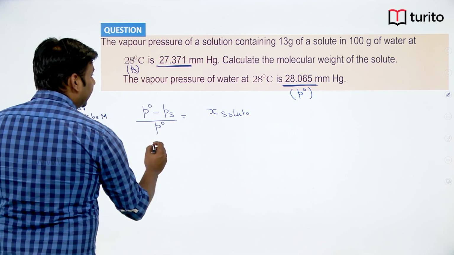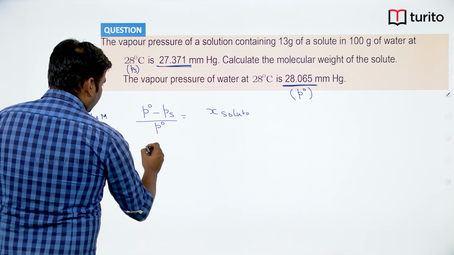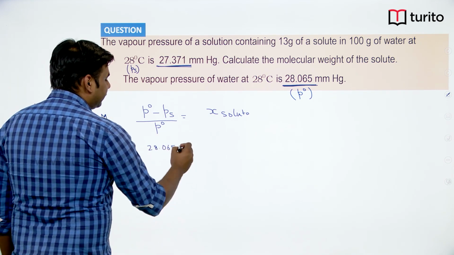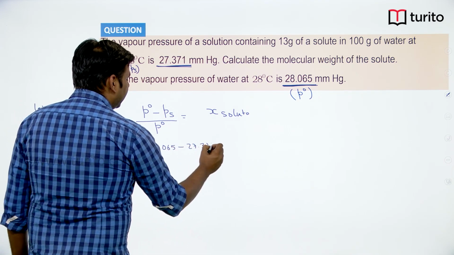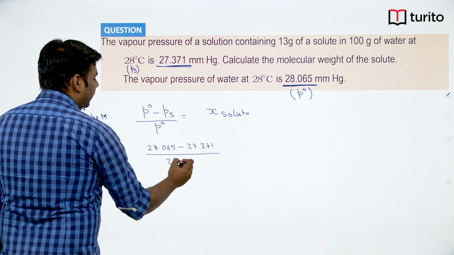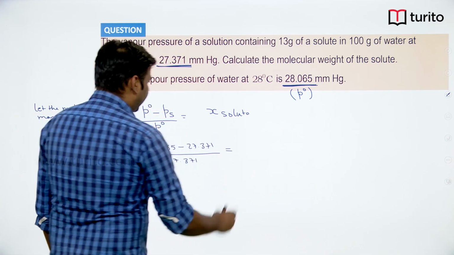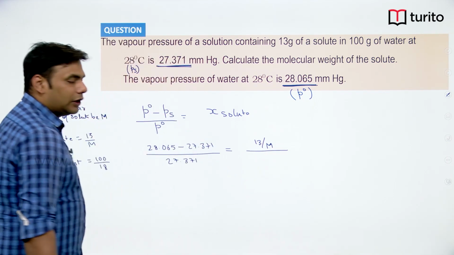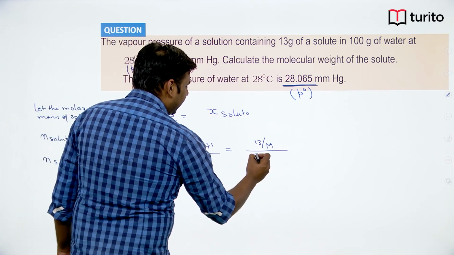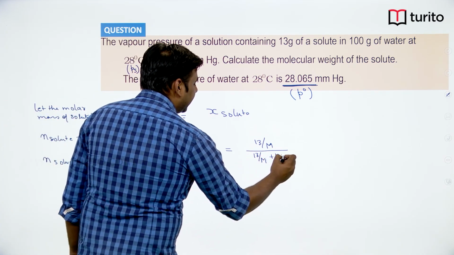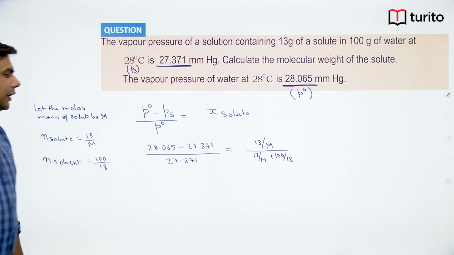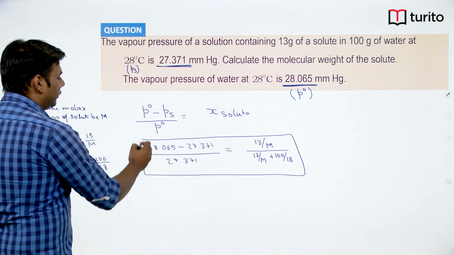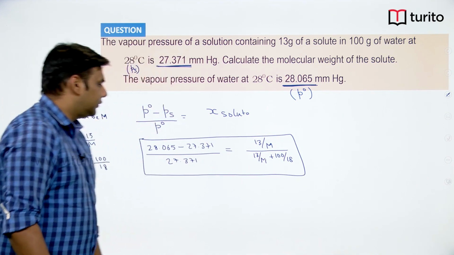So we can write this as P naught was 28.065 minus 27.371 divided by 27.371 equals the mole fraction of solute, which is moles of solute divided by total moles in the solution, that is 13 by M plus 100 by 18. You can solve this equation and get the value of M. This is the direct application of the formula which we have derived.